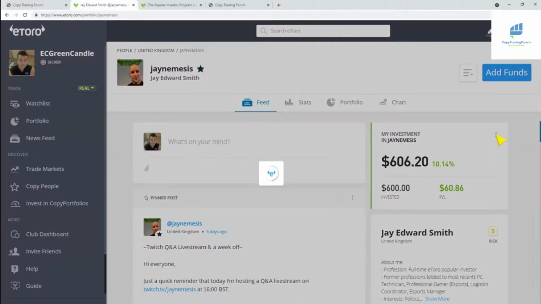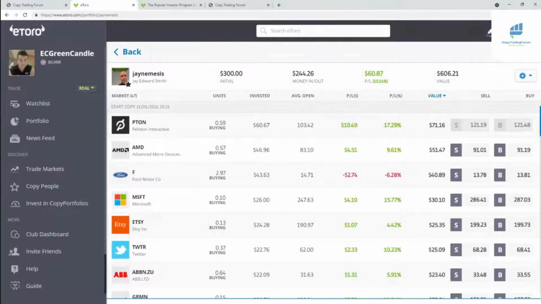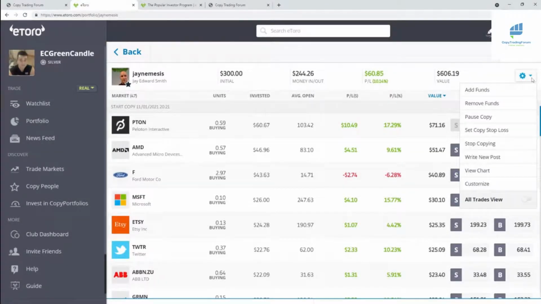I can stop this copy at any time. I can remove funds, but you have to know that you can only remove the amount that is closed if the trades are active. So here you can see I can add funds, remove funds, and pause the copy, so you can pause it and then start again. You can set a stop copy loss. So remember the safety net. You can stop copying and that will sell all the stocks, and you can do this whenever you want. You can write posts, etc.